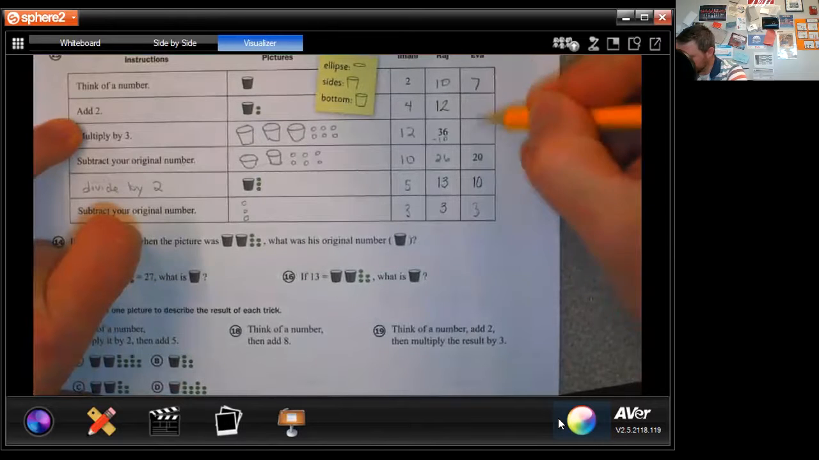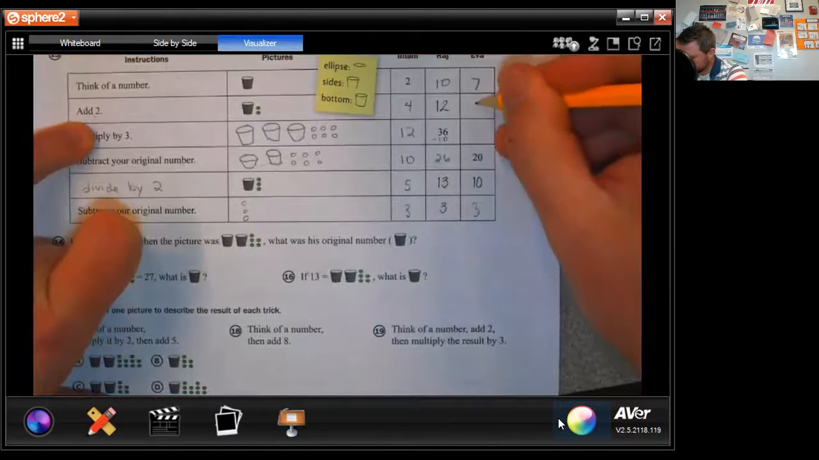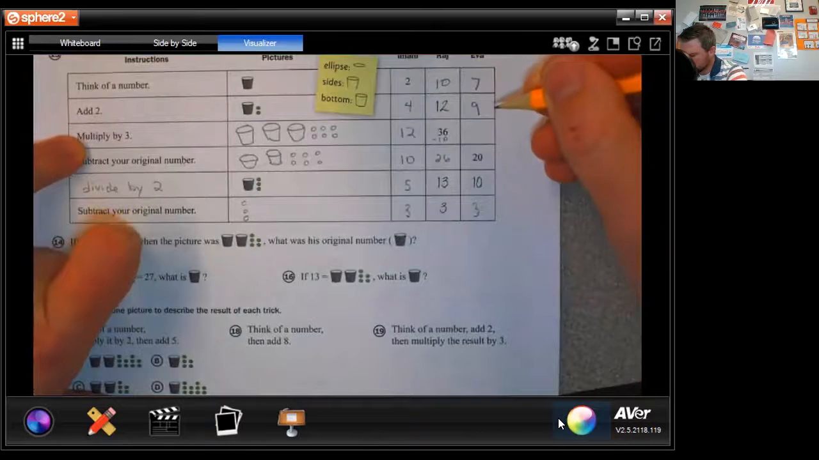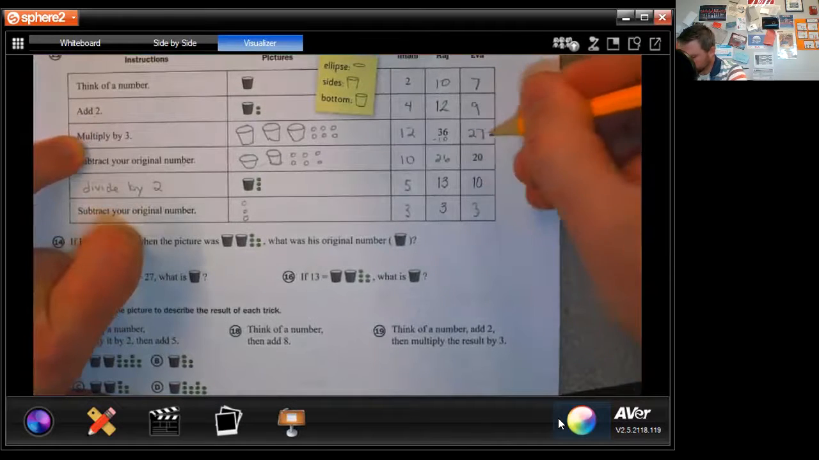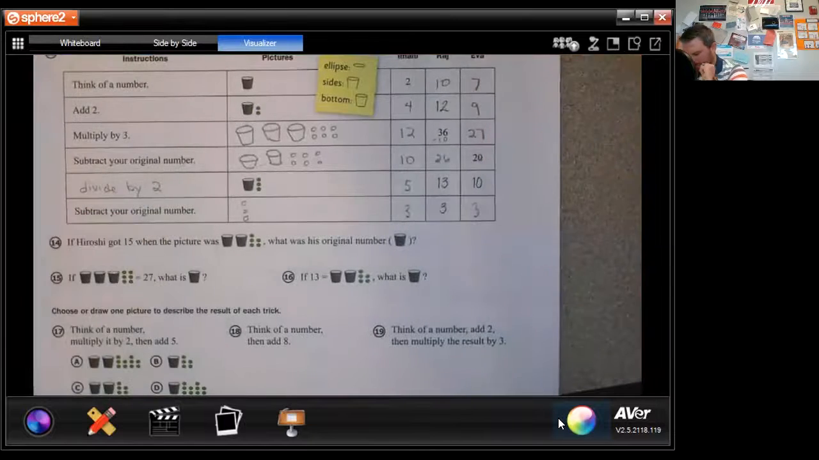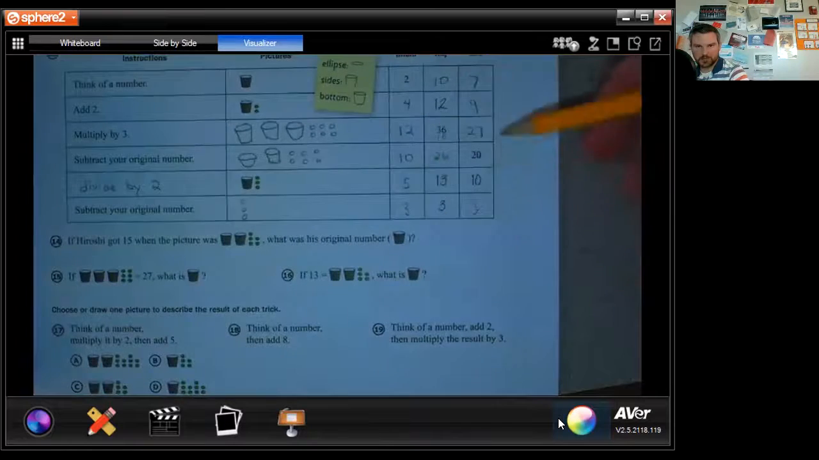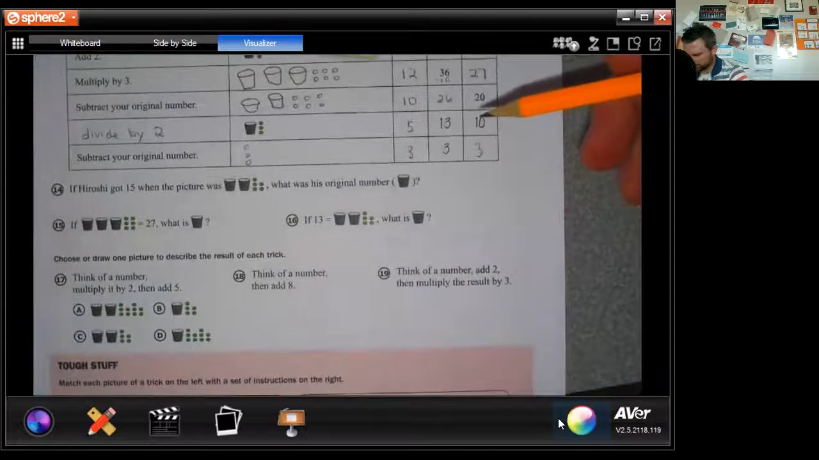Okay, let's play it all out and see if it works. So 7 add 2, that's 9. 9 multiplied by 3 is 27. Subtract your original number. 27 minus 7 is 20, and we work it out. Okay? So a little bit tougher there, but not too bad. Let's look at 14 here.